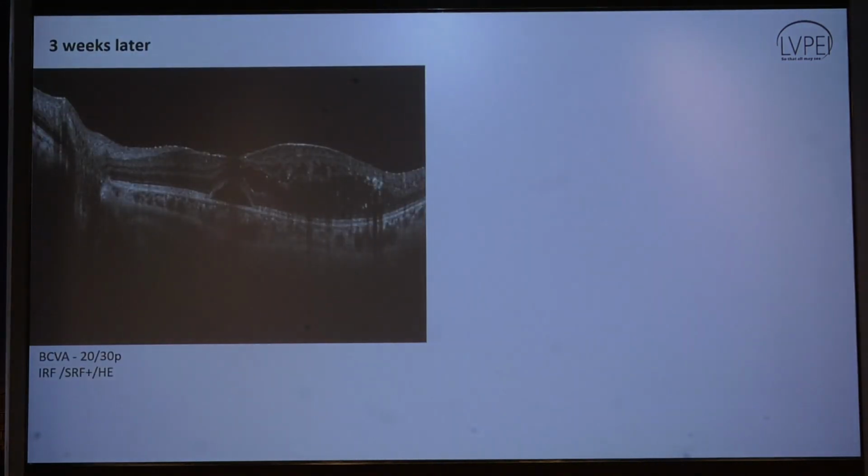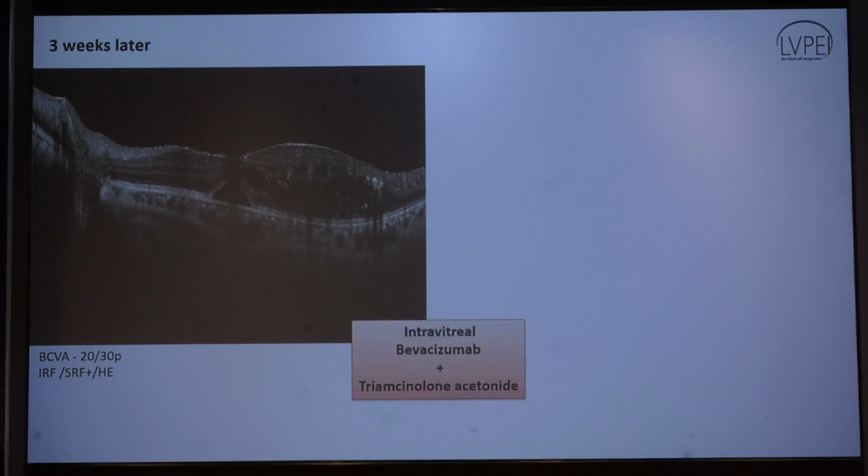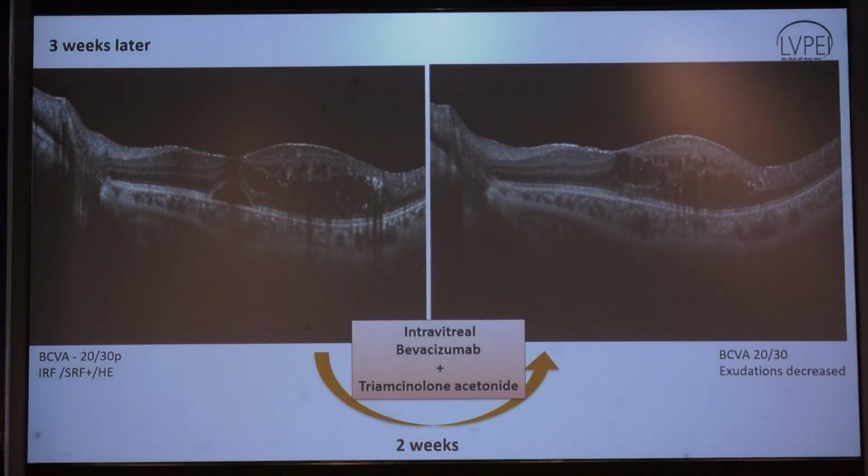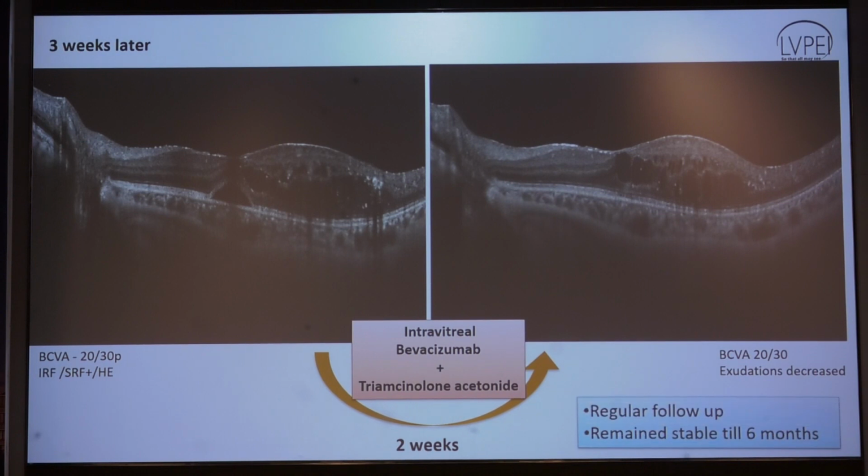edema. 2 weeks later, there was further deterioration of vision, and hence the patient was given intravitreal bevacizumab with triamcinolone acetonide, and 2 weeks later there was resolution of the subretinal fluid and substantial reduction in the intraretinal fluid also. The patient was also advised for further injection of intravitreal bevacizumab and triamcinolone acetonide, but since he denied injection, we kept him on regular follow-up with a stable vision till date.